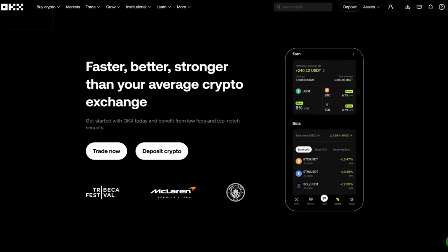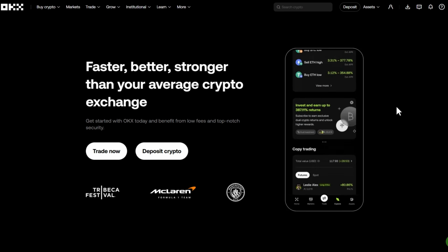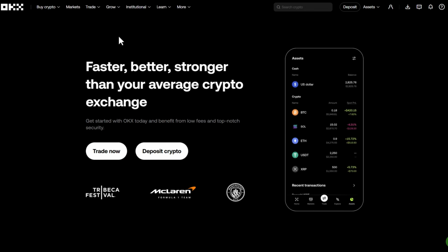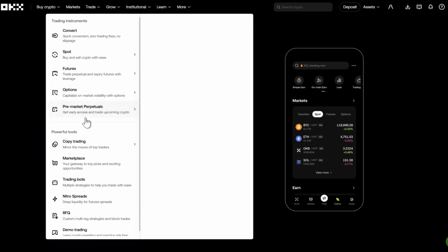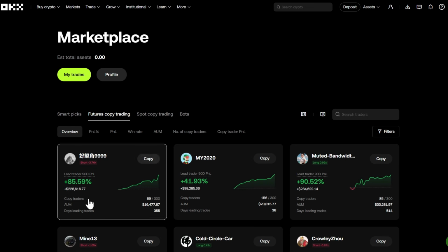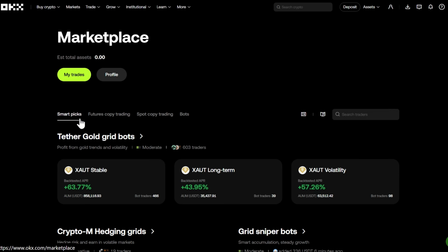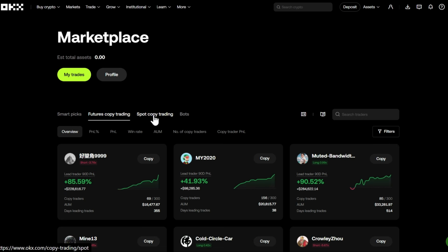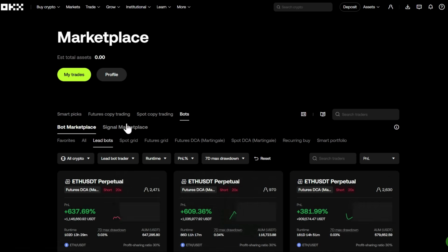Alright, so once you're logged into your OKX account, here's what you need to do. Go to the top menu, hover over Trade, then click on Copy Trading. OKX will take you to the full copy trading dashboard. Here you can see multiple options: Smart Picks, Futures Copy Trading, Spot Copy Trading, and Bots. Let me quickly break down what each of these sections means.